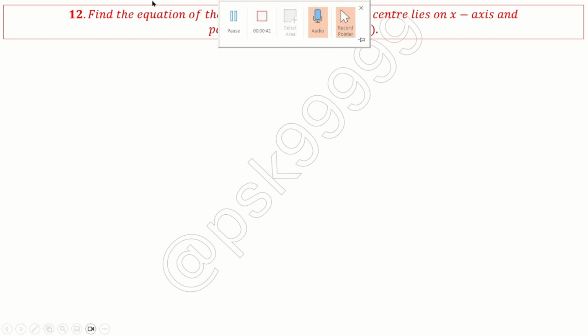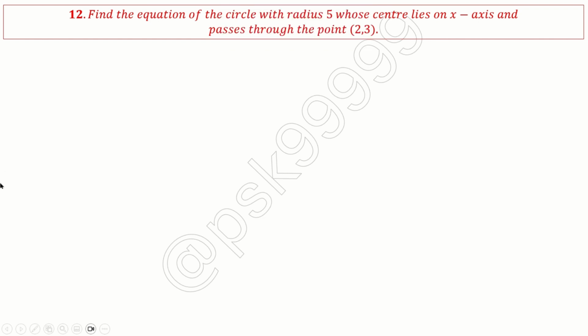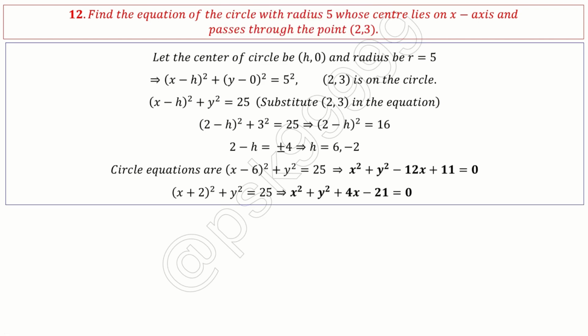Okay, so here let's see what clues are given. Radius is given, which is r = 5, straightforward, and the center is on the x-axis, which means it is something like (h, 0). There is no k, right? So two equations are enough for you to solve this problem. So (x - h)² + (y - k)² = 5², and it is given that (2, 3) lies on the circle. So you substitute (2, 3), then you will get two values for h actually. 6 and -2 both are possible.